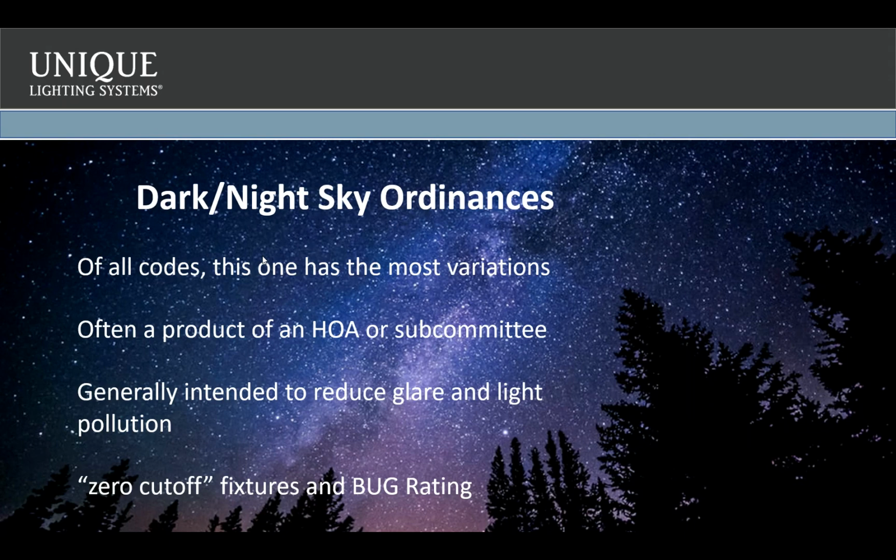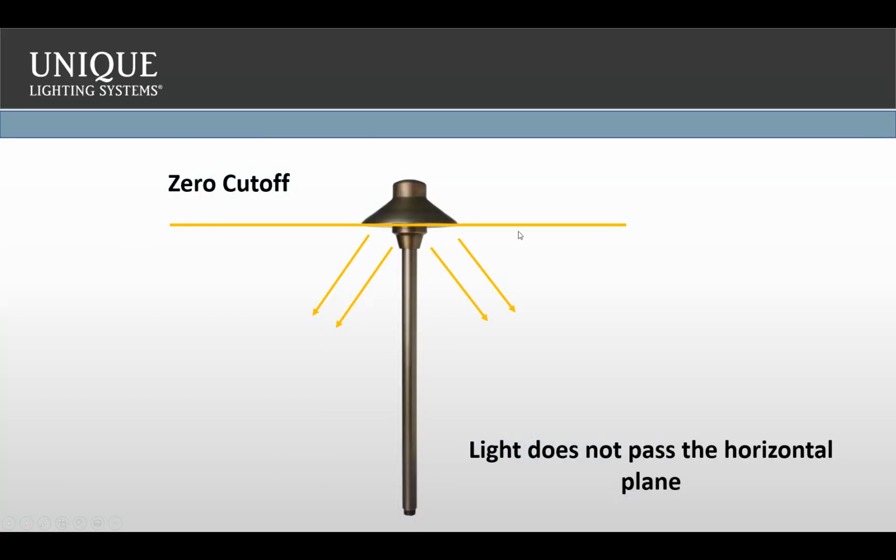Dark sky and night sky ordinances are different. I've even seen them all the way down at the HOA level where they're pretty restrictive. And so the first thing you need to do is go find out if they have one. Be very careful when you ask, because once you ask, then you're stuck into it. And really the two things that you need to look at is, up until recently, it's always been discussed as a zero cutoff fixture. What that meant is, if you've got your horizontal plane, no light is actually being directed above that horizontal plane.